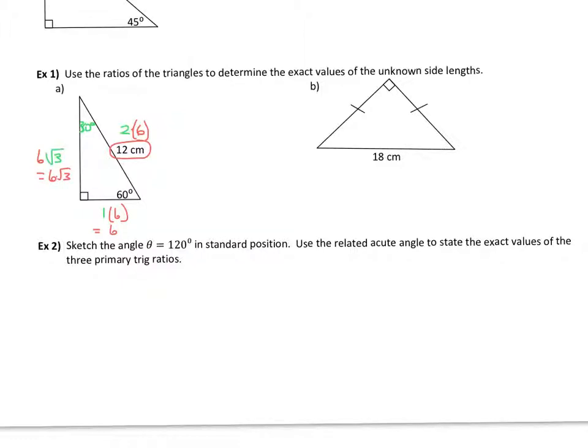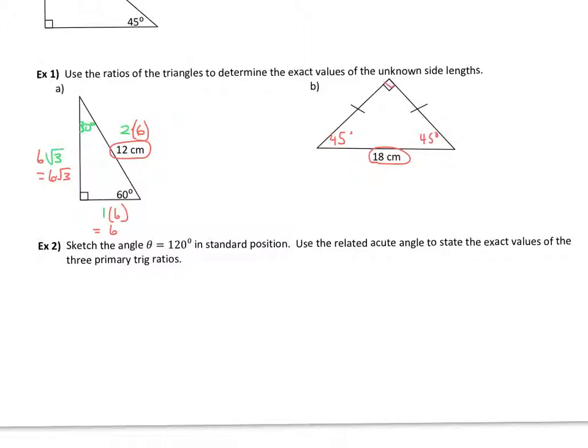The second triangle here has a 90 degree angle, so this is my hypotenuse here. The 18 centimeters is my hypotenuse. And these two other sides are equal in length. That means the triangle is isosceles. That means this has to be 45 degrees, and this has to be 45 degrees.